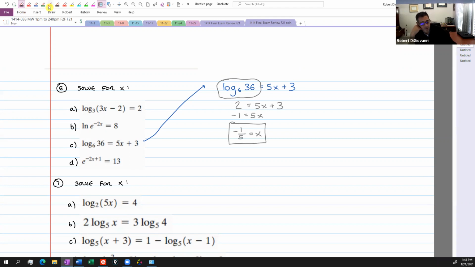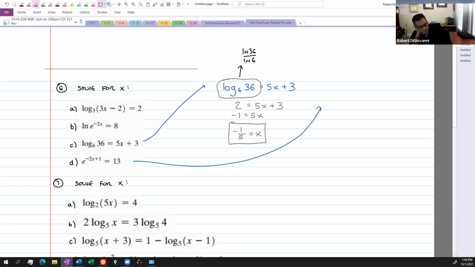Now, another thing you could have done is on this side, you could have done on your calculator natural log 36 over natural log 6, and you would have gotten 2. So I think that one's actually kind of too easy. I'll do A after I do the last one.